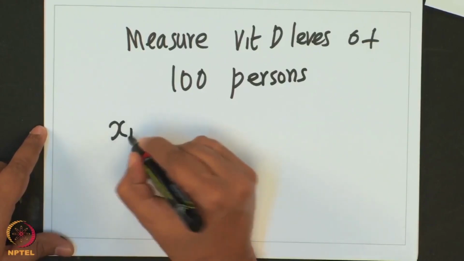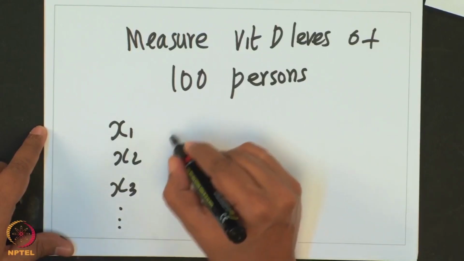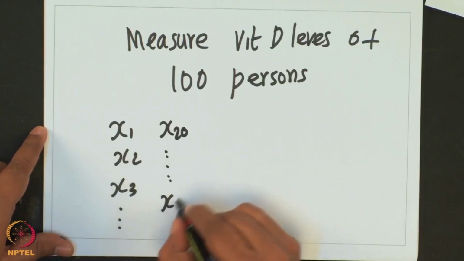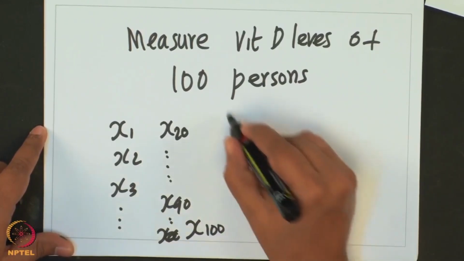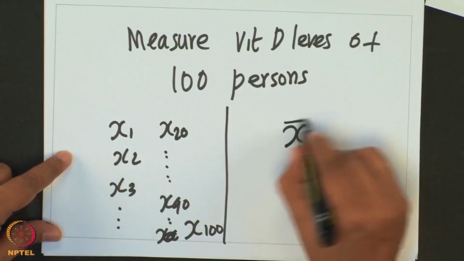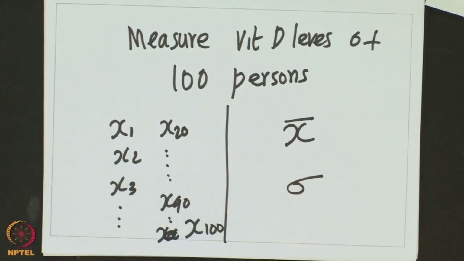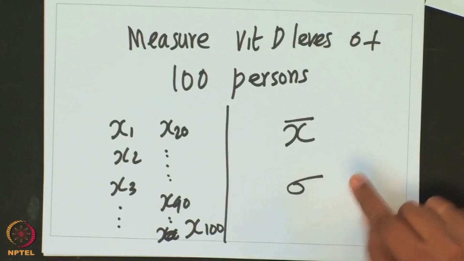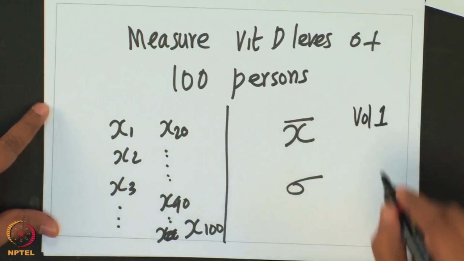At the end of the day, I will have data x1, x2, x3, and so on up to x100. You will have 100 data points. From this data I can calculate an x bar, and of course a standard deviation also. So I am volunteer 1, and I have an x bar.